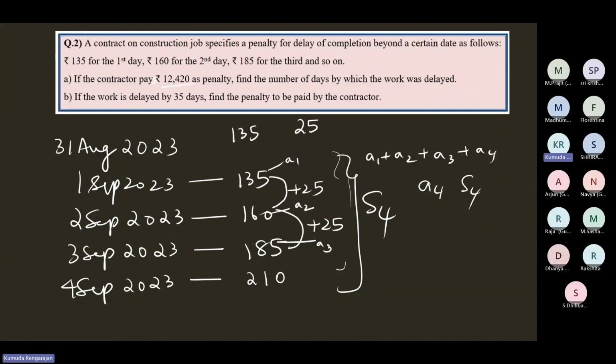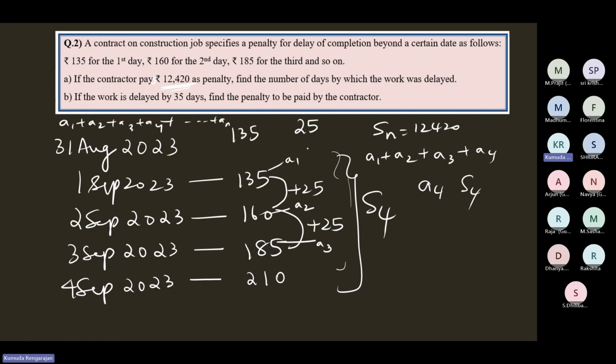This is the total penalty. 12,420 is the total penalty paid, and the total penalty will be A1 plus A2 plus A3 plus A4 till AN. We don't know how many days, so till AN. That means SN. SN is 12,420 and not AN. The total penalty paid is not a particular term of the AP. It represents the sum of the first N terms of the AP.